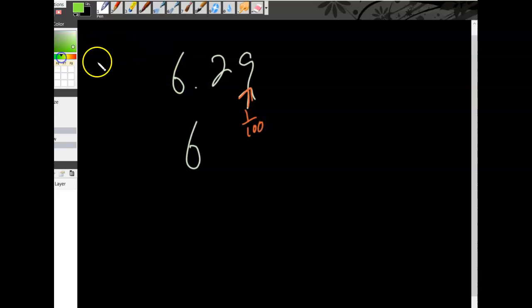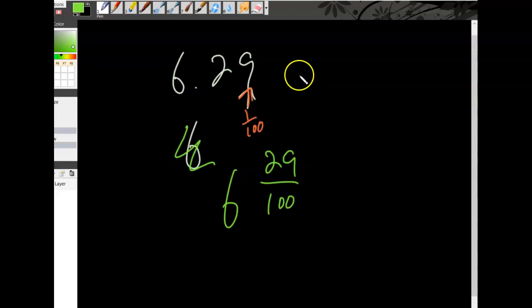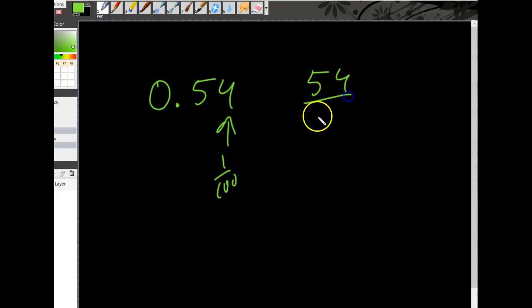But another example, any decimal, let's just do a random one, 6.29. That's 6, and now we're in the hundredths place. We're out to the hundredths. So that's going to be 6 and 29 hundredths. How about 0.54? It's just going to be a fraction and not a mixed number, but that's into the hundredths place. So 54 hundredths.